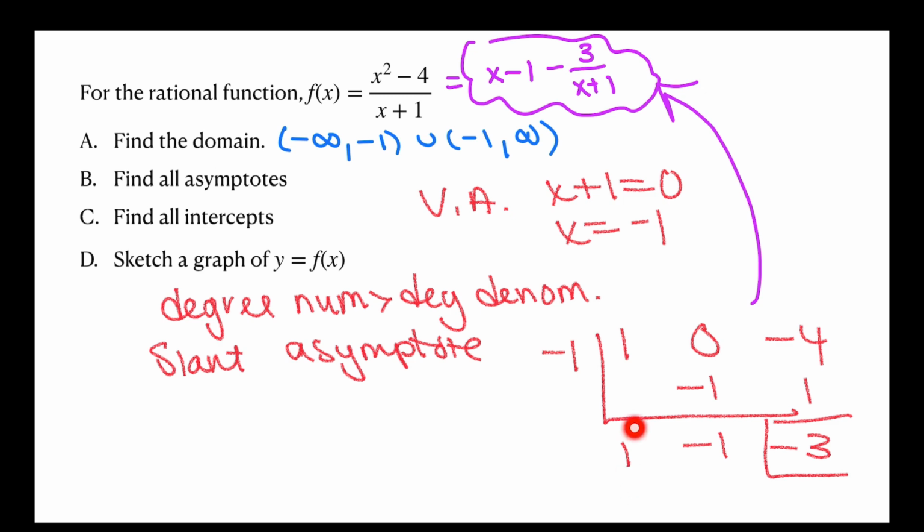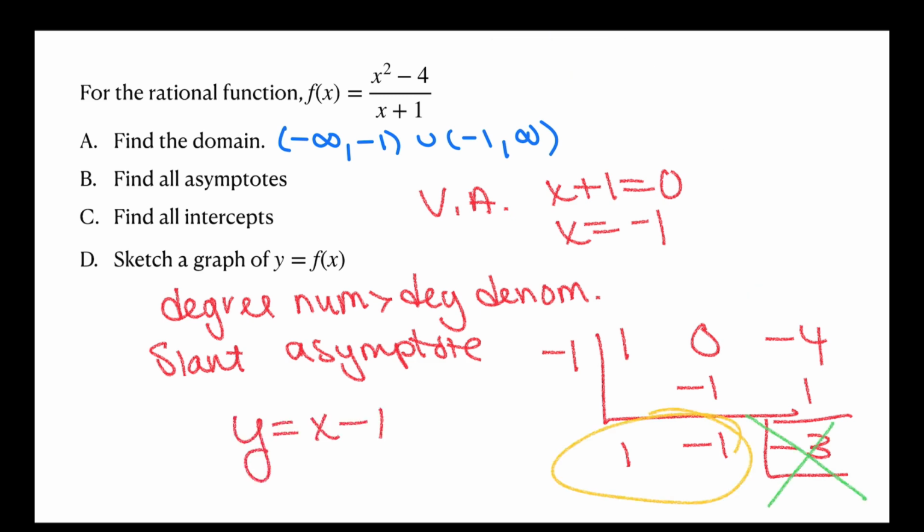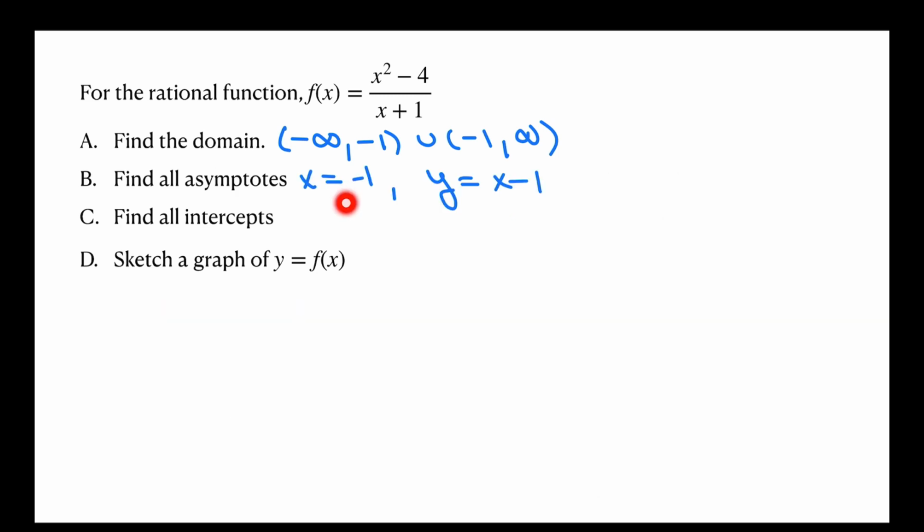And so technically when we do this division, when we find this quotient, we are going to get 1x minus 1, plus the remainder, which is negative 3 over the divisor. So plus negative 3 over x plus 1. And the idea is this remainder term, when x gets really, really big, is going to go to 0. And so our slant asymptote is just the 1x minus 1. Y equals 1x minus 1. So we have a vertical asymptote at x equals negative 1 and a slant asymptote of y equals x minus 1.